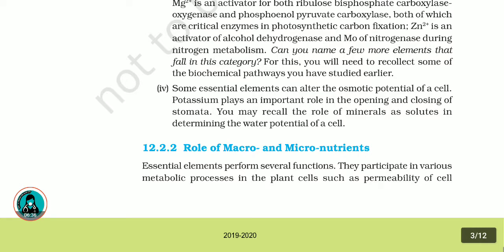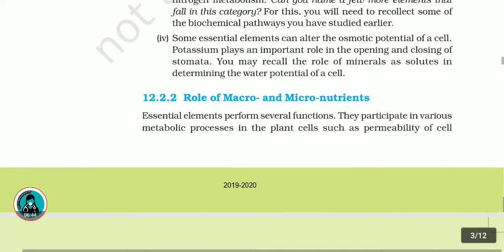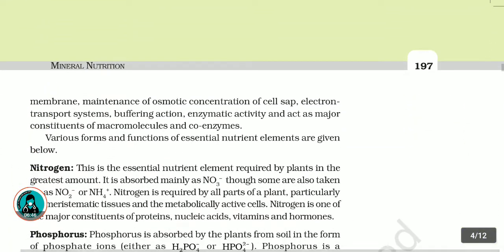12.2.2 Role of macro and micronutrients. Essential elements perform several functions. They participate in various metabolic processes in the plant cells such as permeability of cell membrane, maintenance of osmotic concentration of cell sap, electron transport system, buffering action, enzymatic activity, and act as major constituents of macromolecules and coenzymes. Various forms and functions of essential nutrient elements are given below.